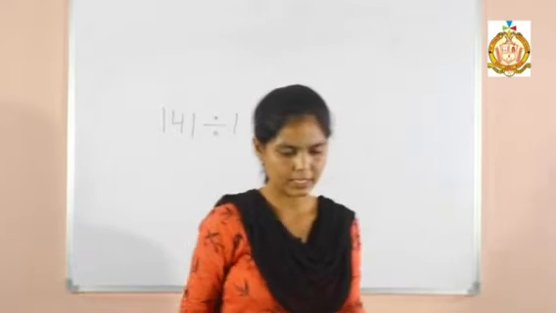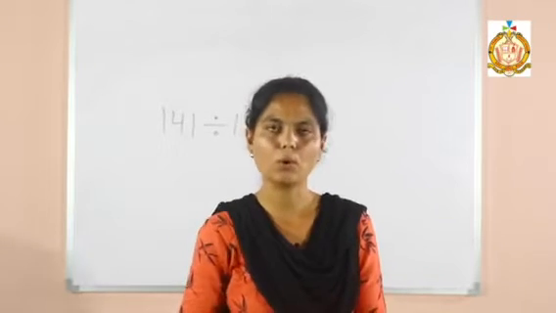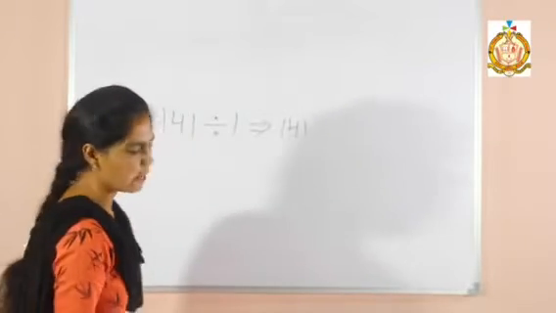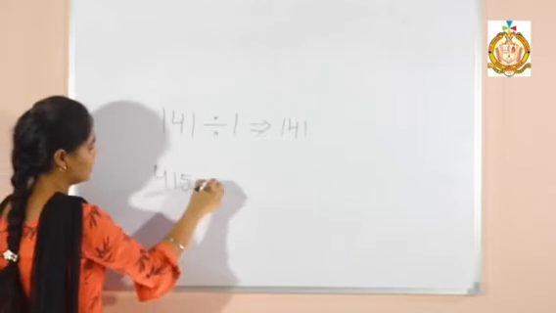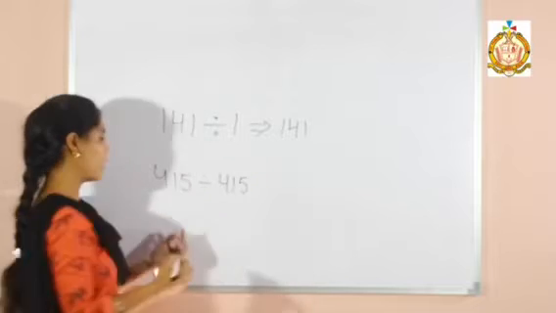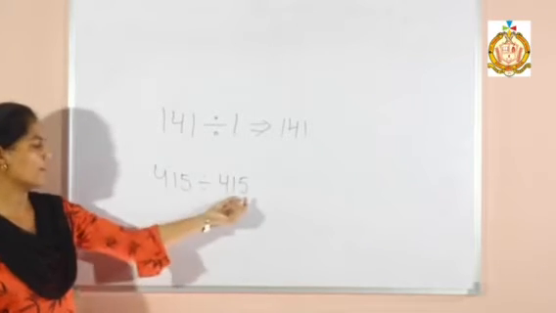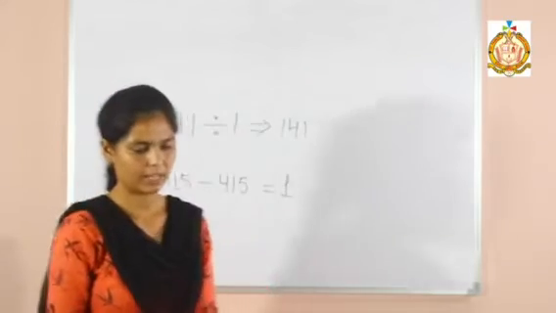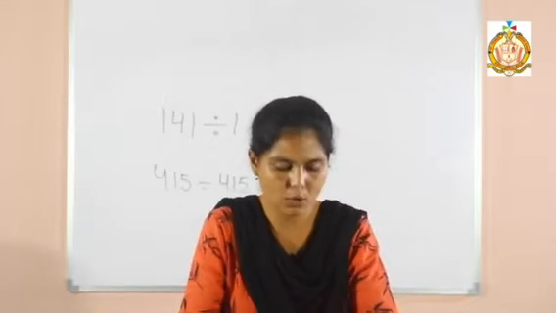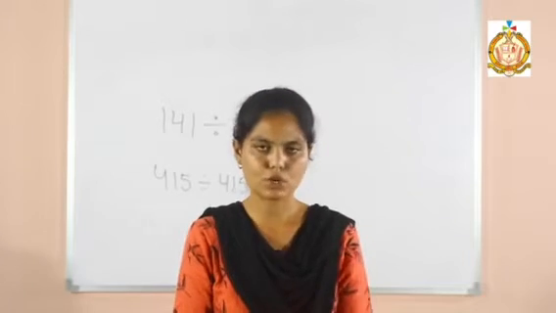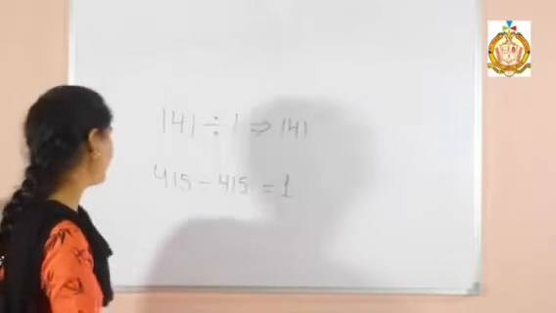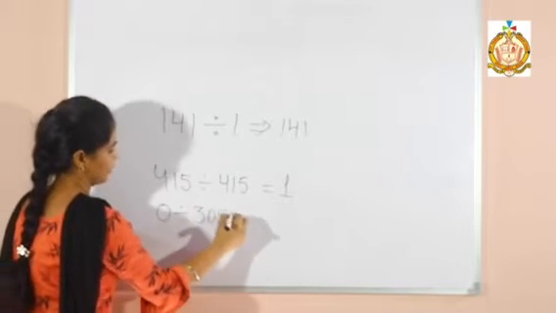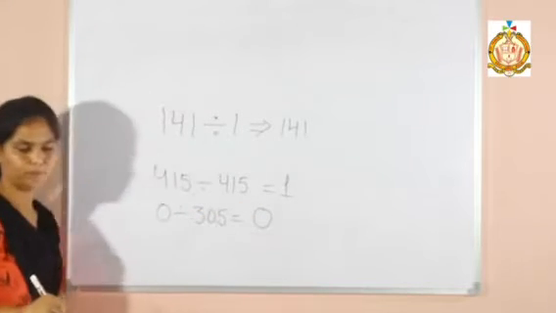The second property is, if a number other than 0 is divided by itself, then the quotient will be 1. That means if the number is 415 and we divide it by 415, then our quotient is 1. The third property is, if 0 is divided by a number, then the quotient will be 0. That means if we divide 0 by any number, the quotient is 0.